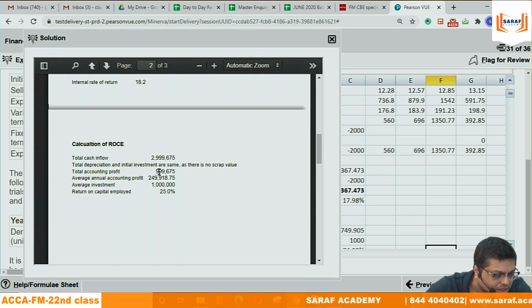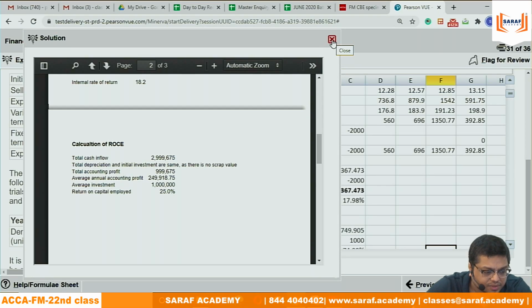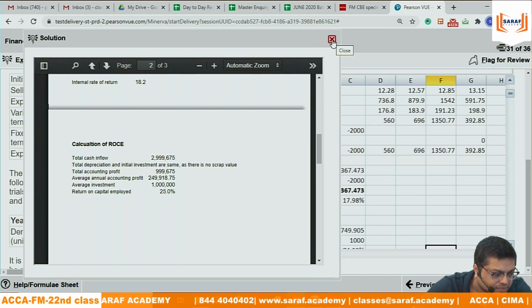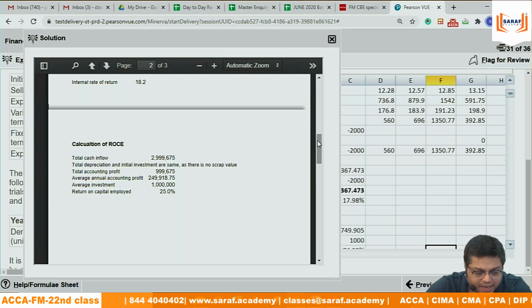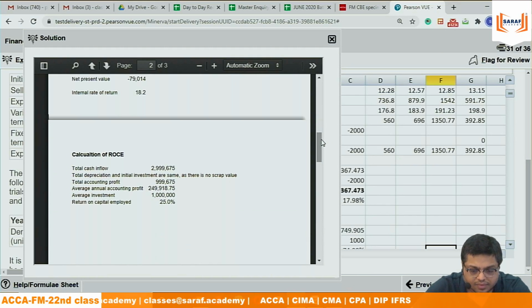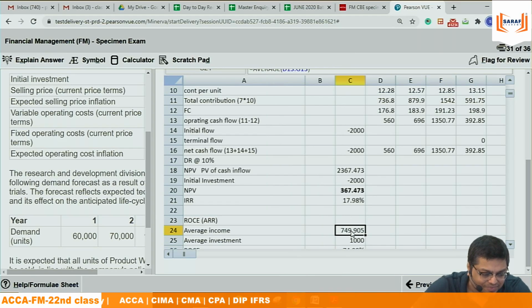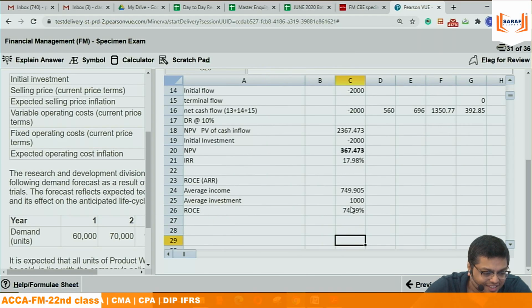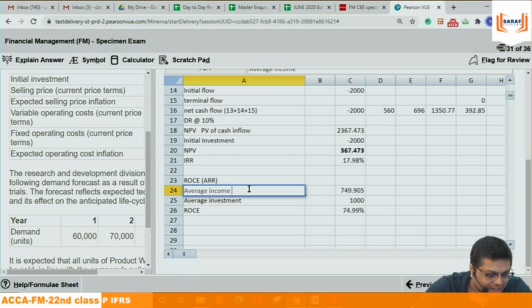They are saying this is total accounting profit, 999. What is the problem? Why is the ARR wrong? Depreciation they have deducted. We should have. I can see that 749 minus 905, I mean 0.905 minus 2000 by 4, 500.